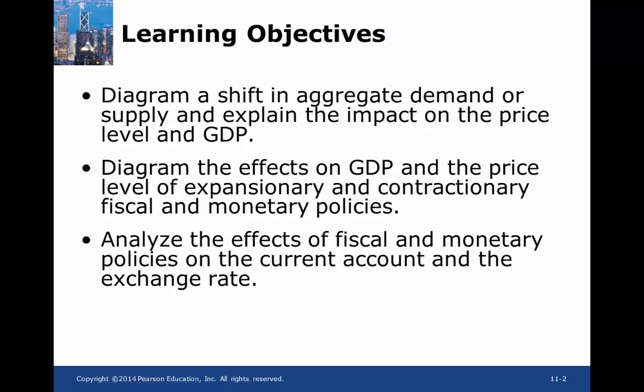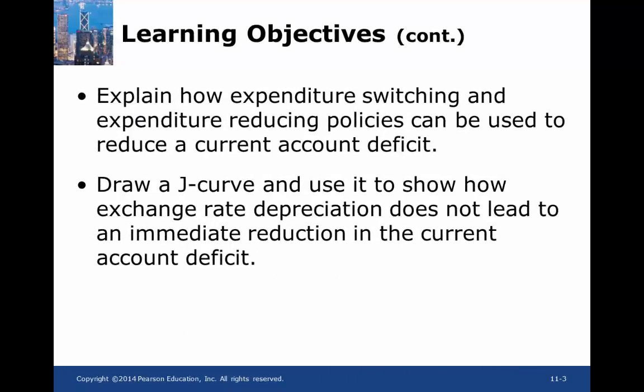You will be able to analyze the effects of fiscal and monetary policies on the current account and the exchange rate. You will be able to explain how expenditure switching and expenditure reducing policies can be used to reduce a current account deficit. You will be able to draw a J curve and use it to show how exchange rate depreciation does not lead to an immediate reduction in current account deficit.